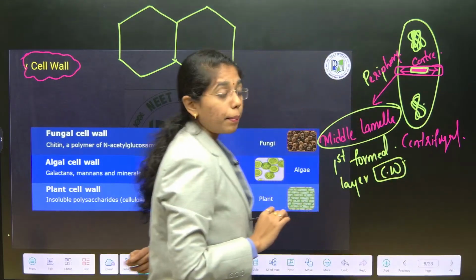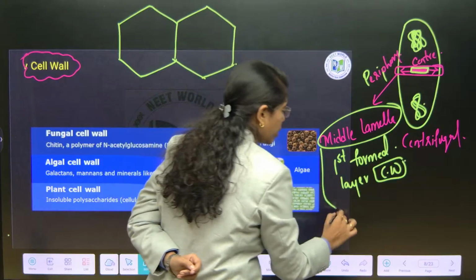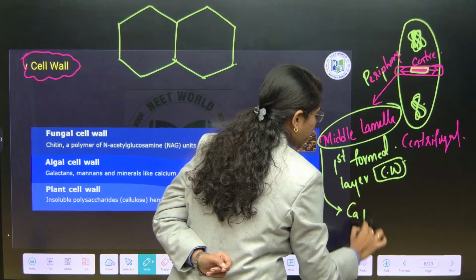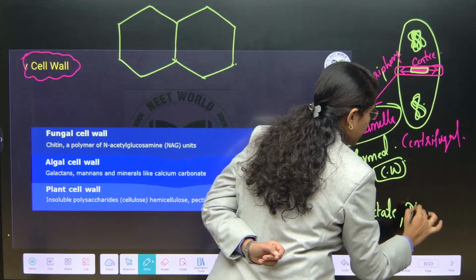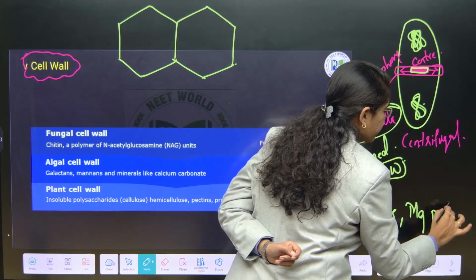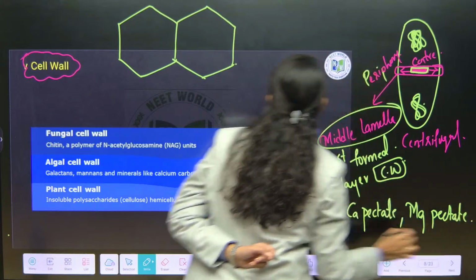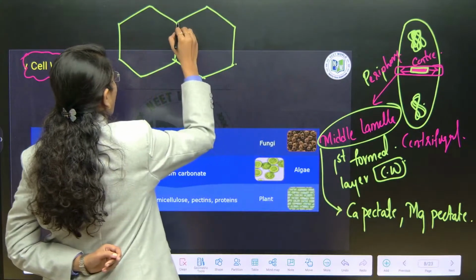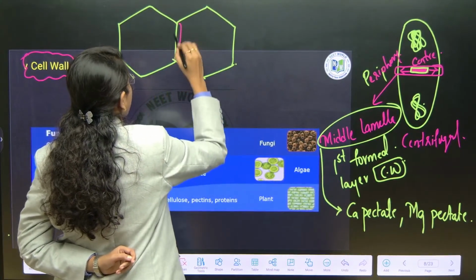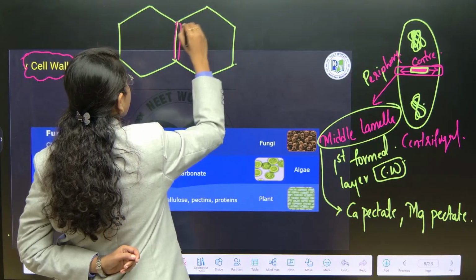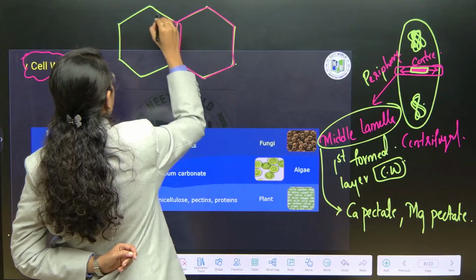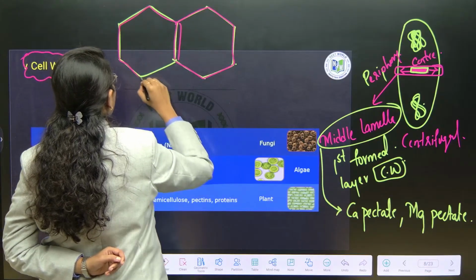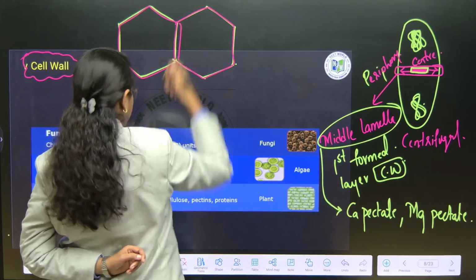Middle lamella is rich in calcium pectate and magnesium pectate. Fine, right? So, the outermost wall layer which is formed between two plant cells, the outermost layer which is formed is what? Middle lamella. Clear, right?